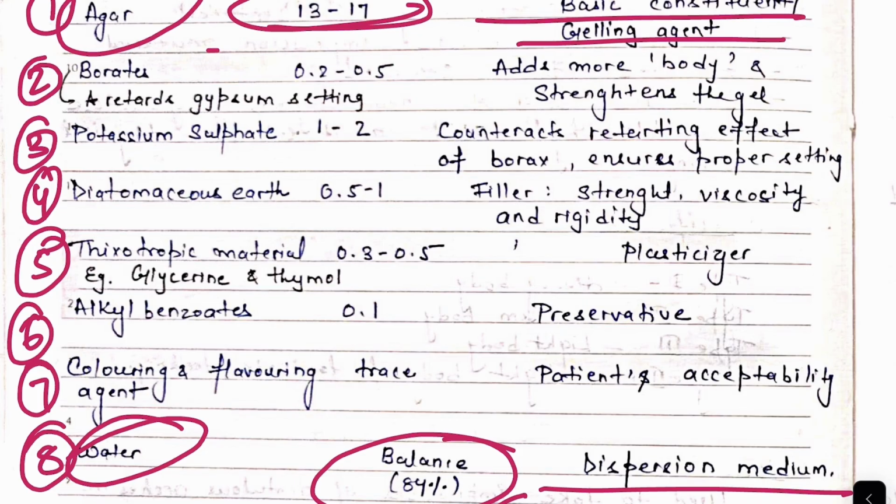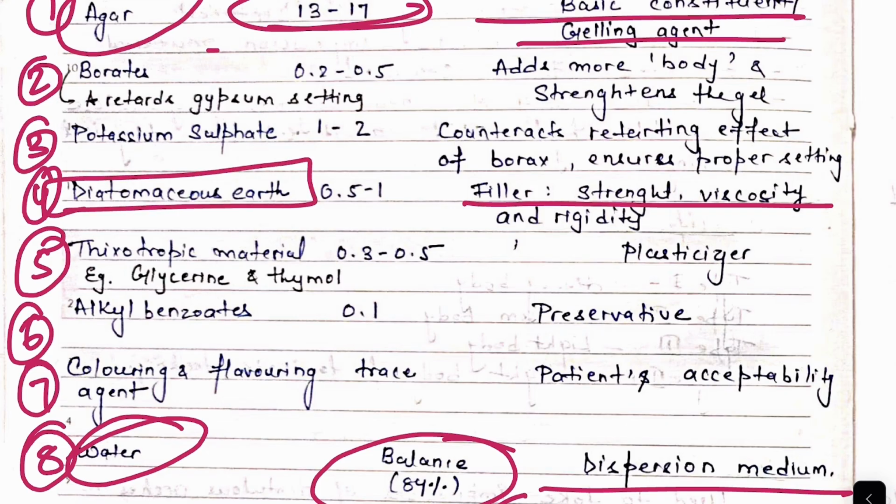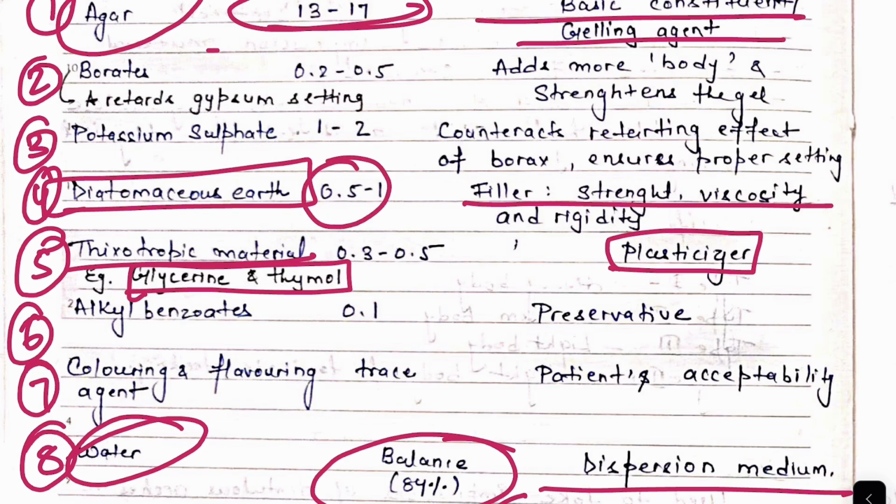Now talking about the minor constituents. Again, we will always have some filler and a plasticizer. Over here you will see that the filler is diatomaceous earth again, and we have a plasticizer, that is thixotropic material, glycerine and thymol. So we always have a filler and we always have a plasticizer, and for the sake of simplicity, you can mention them both to be 0.5%. Now we have borates, which act as retarder for the gypsum and which is not desirable.